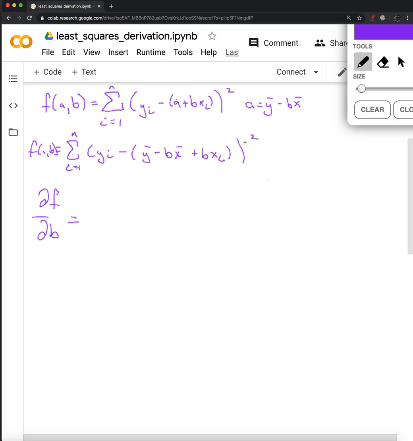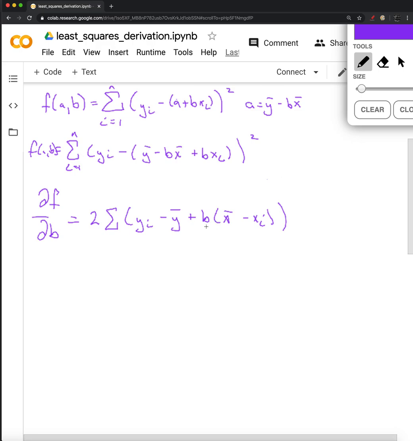All right, so we'll still use our power rule at first. We bring that 2 down, and then we have a sum, and I have yi, and I'm just going to rewrite some of this in here. We've got minus y bar. Notice that we have a b in both of these terms. This minus comes through, so I would end up with a plus. I could rewrite this as plus b times x bar minus xi. All right, so that was our first step in the derivative. We used the power rule, brought the power down, and then just cleaned up things inside.